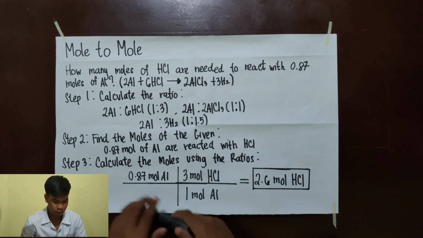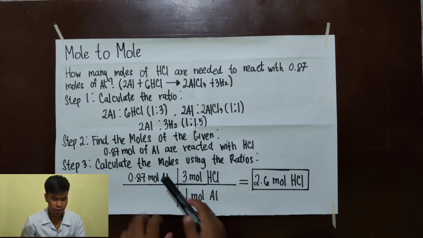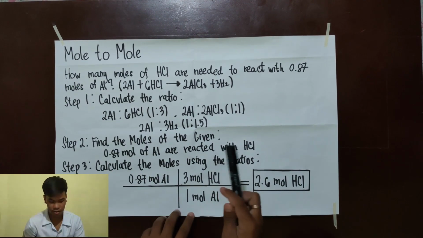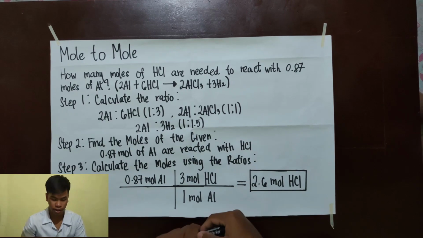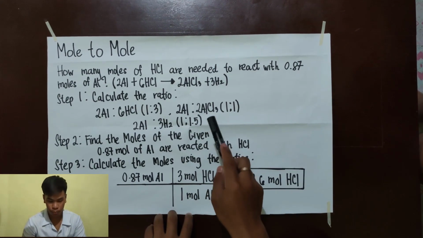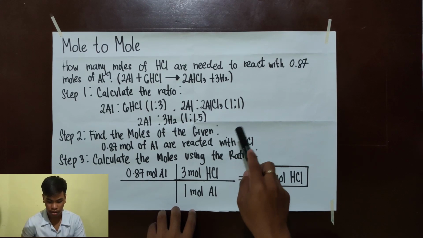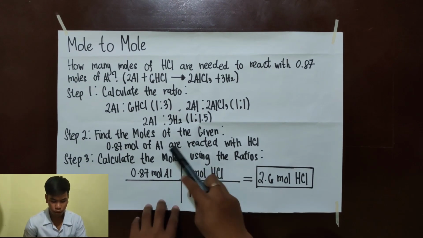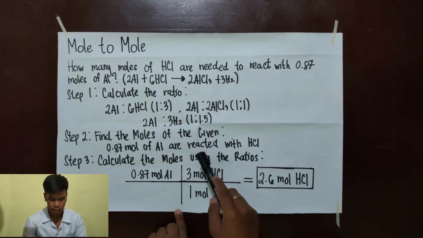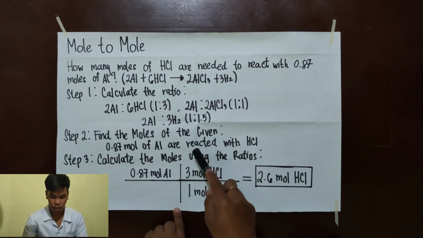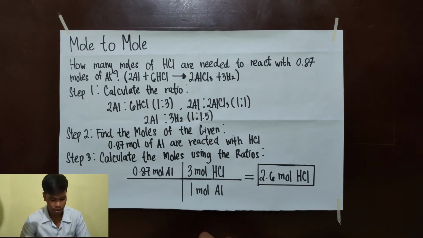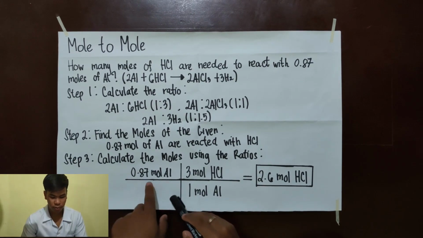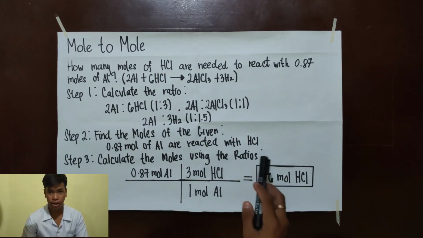First step, we need to calculate the ratio. We have 2 aluminum is to 6 hydrogen chloride, which is a ratio of 1/3. And we have 2 aluminum is to 2 aluminum chloride, and its ratio is 1/1. And last, we have 2 aluminum is to 3 hydrogen, and its ratio is 1/1.5. Step 2, find the moles of the given. 0.87 mole of aluminum is reacted with hydrogen chloride.